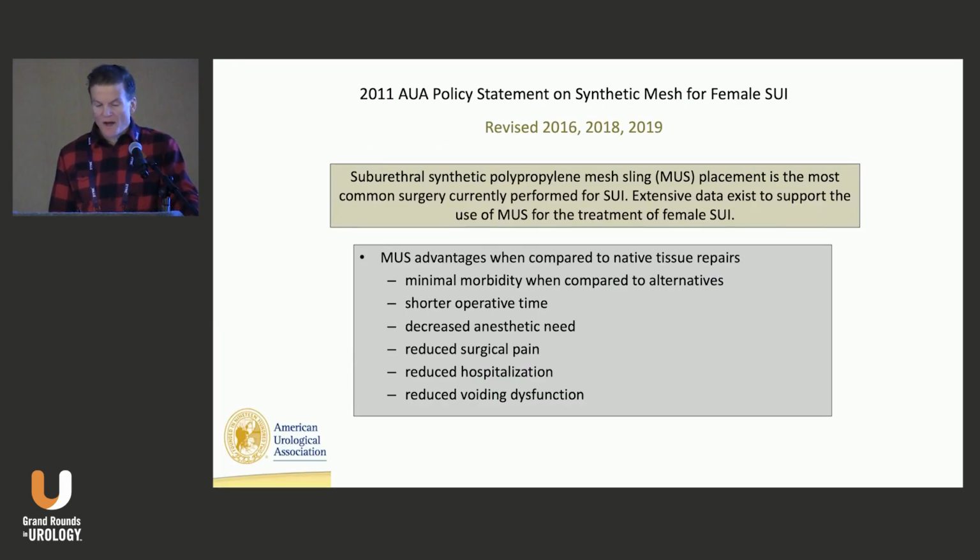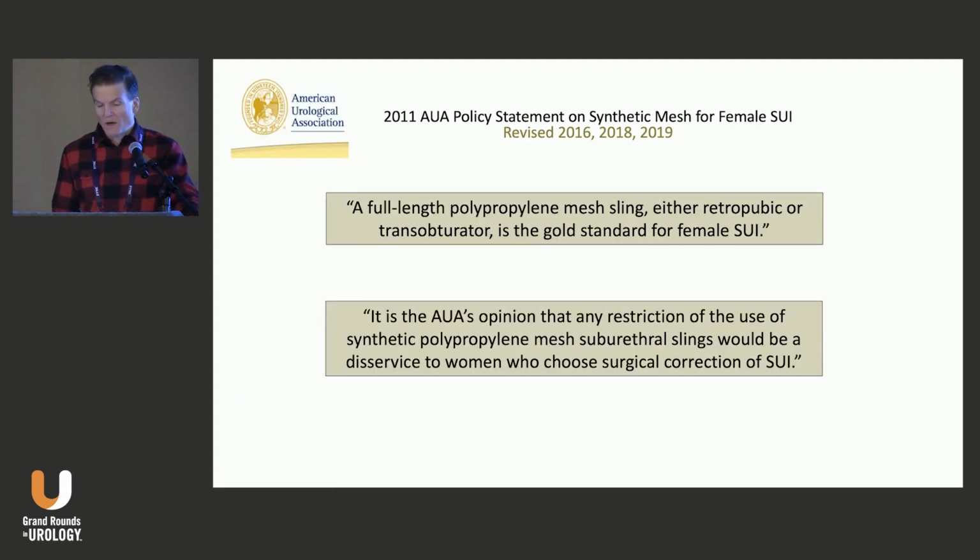So what does the AUA say, and do they support this? Yes, the AUA put together a policy and said the suburethral sling is the most common surgery for SUI, with a ton of data to support this. When compared to autologous tissue, there is less operative time, less convalescence, really less complications, less anesthetic needs. And so a full-length sling, okay, full length, remember that word, not mini, either retropubic or obturator, is the gold standard for female stress urinary incontinence.